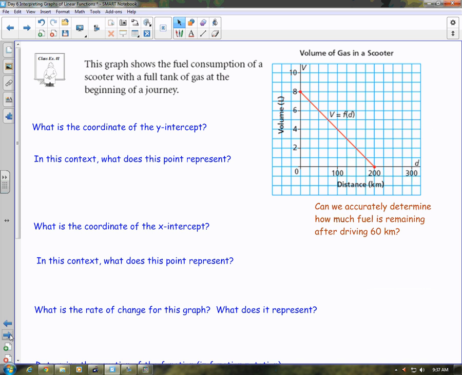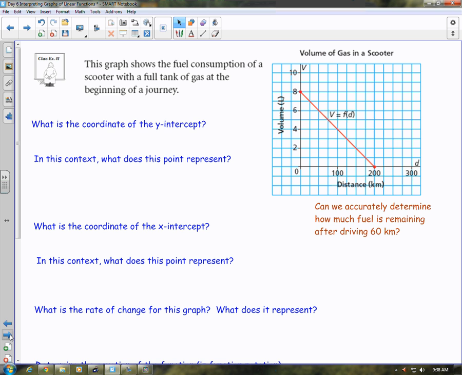All right, so the graph here shows the fuel consumption of a scooter with a full tank of gas at the beginning of a journey. You can see that our independent variable along the bottom is the variable d, which represents distance. The dependent variable is represented by the capital letter V at the top of the y-axis, for volume in liters. So we have a story going on here: the volume of gas in a scooter as we're driving along.